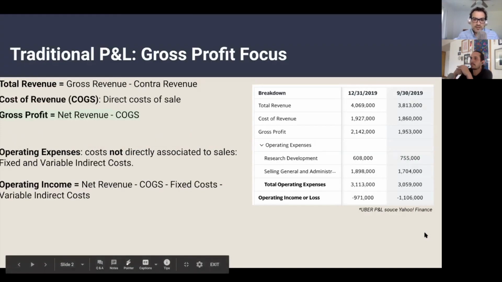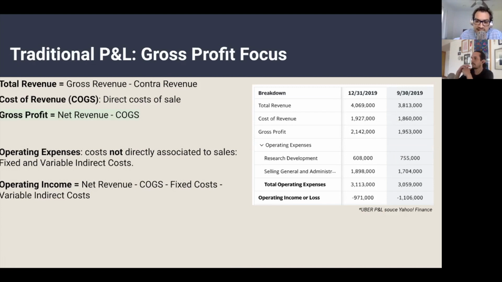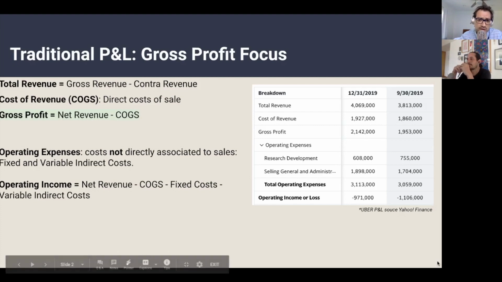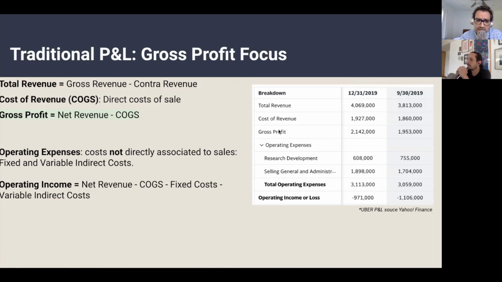And so the little chart on the right, we pulled directly out of Yahoo Finance. This is actually Uber's P&L for the last 2 quarters ending in 2019, right? And this is the traditional P&L, and it really has a gross profit focus. As you can see here, they have their total revenues, they subtract the cost of revenues, and they end at gross profit, right? So this is the same thing that we're highlighting over here.